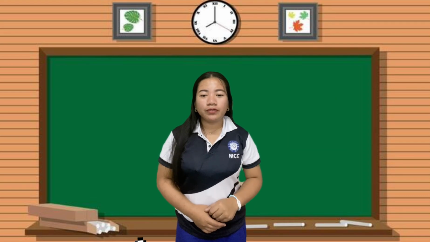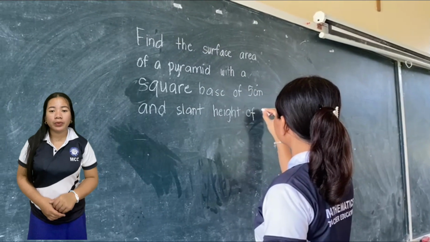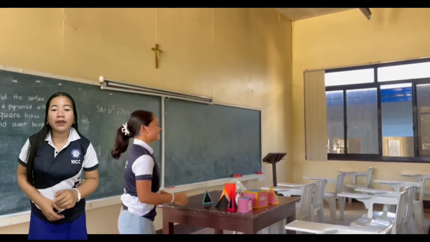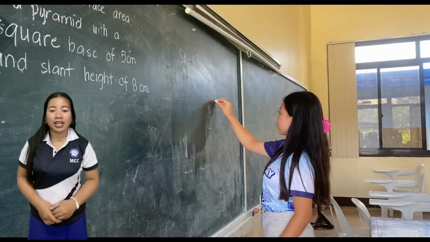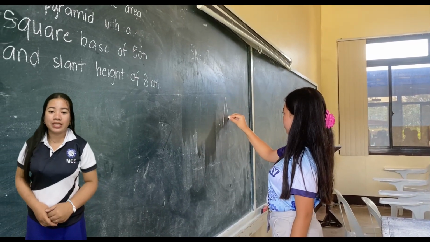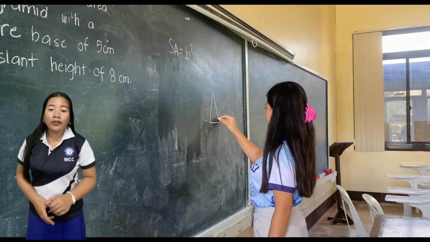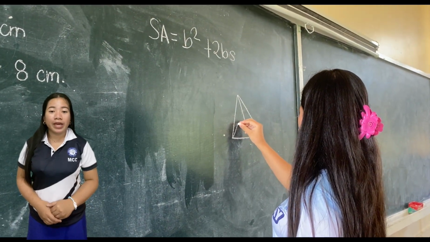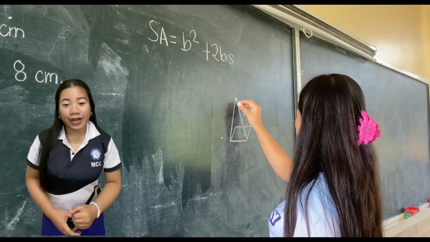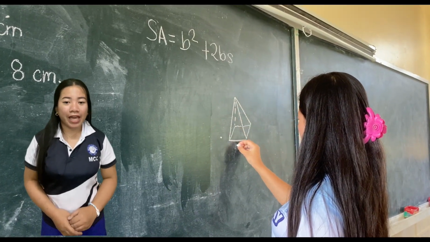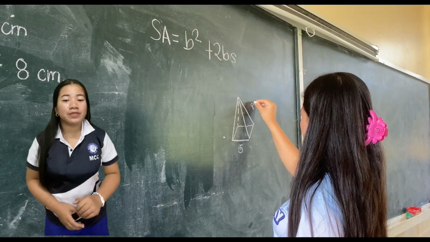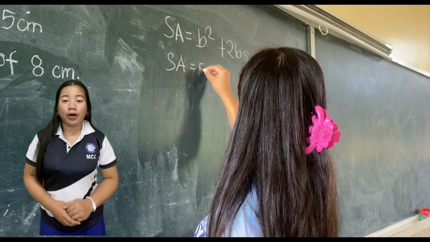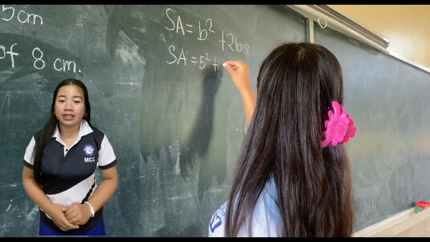Next, let's move on to a pyramid. We have a pyramid with a square base of 5 cm and a slant height of 8 cm. To find the surface area, we need to calculate the area of the base and the area of the slanted faces. Surface area equals base area plus 1/2 times perimeter of base times slant height. First, the base area is side times side. So, 5 cm times 5 cm is 25 cm squared. The perimeter of the base is 4 times 5 cm, which is 20 cm.